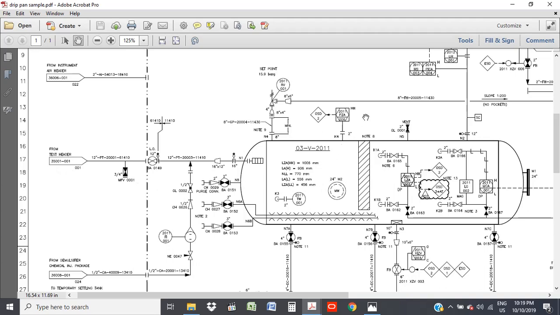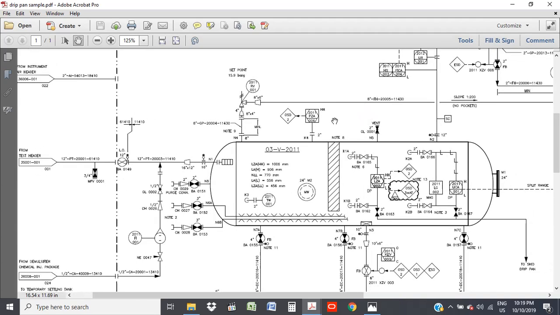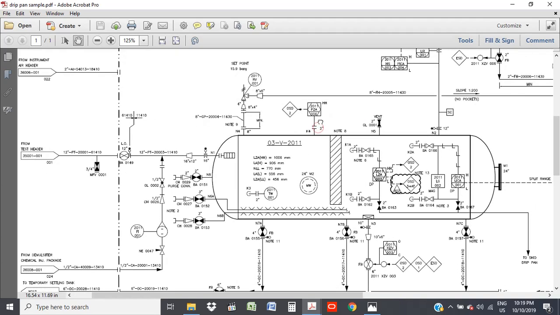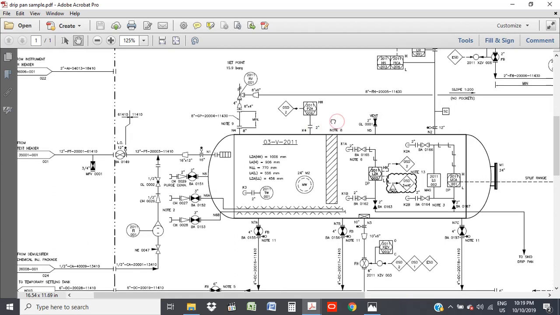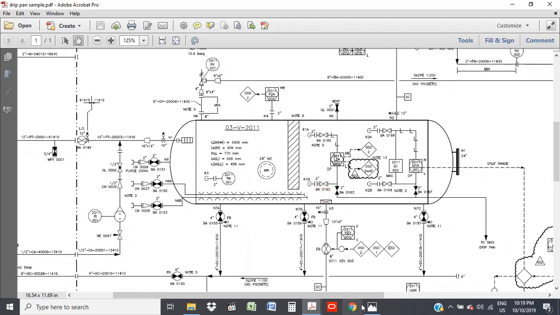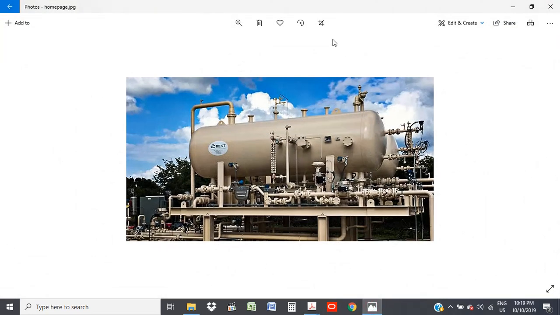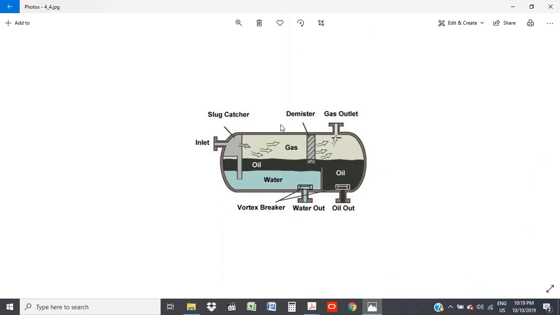So the way it operates is by the normal laws of nature. Oil is normally lighter than water. So water flows to the bottom, oil stays on top, and then there is the gas flow. The gas is what's left at the very top. So the oil is in the middle. Let me go back to the picture to give you a little in-depth analysis.